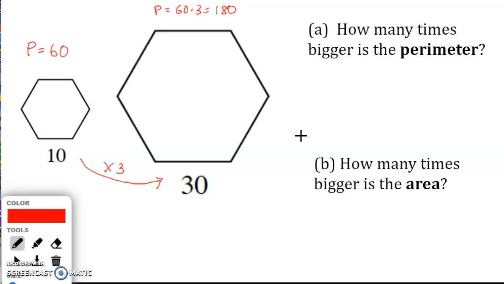And we know that that is true because if I know that this is 30, this is going to be 30, 30, 30, 30, 30. So it is going to be 30 times 6, which is 180 as well.